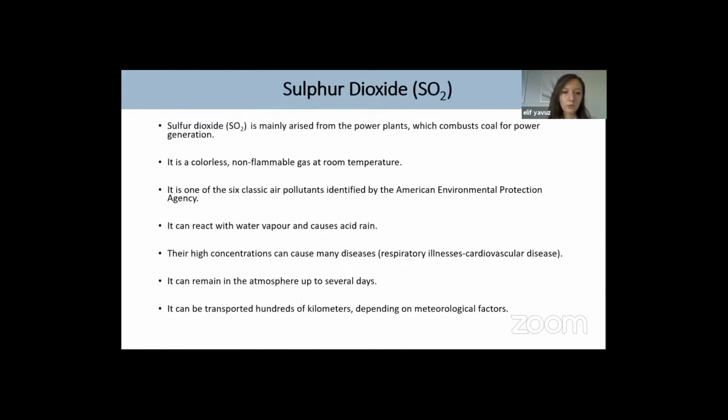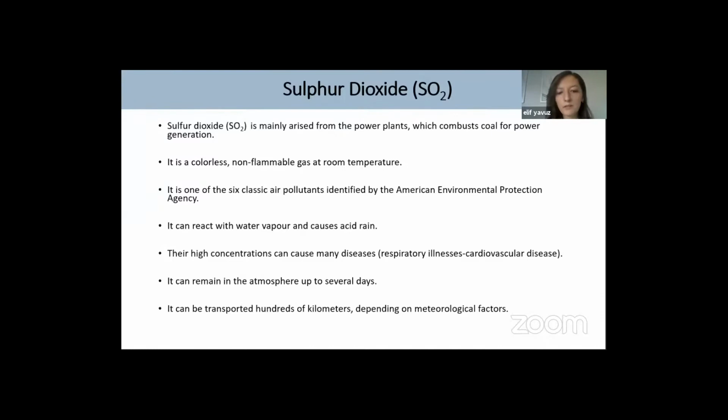SO2 has both anthropogenic and natural sources, but it mainly arises from power plants which combust coal for power generation. It's a colorless, non-flammable gas at room temperature, and it is one of the 6 classic air pollutants identified by EPA. It can react with water vapor to form sulfuric acid and cause acid rain, destroys forests and ecology, and it also causes corrosion on building materials. And its high concentrations can cause many diseases, such as respiratory illnesses and cardiovascular disease.